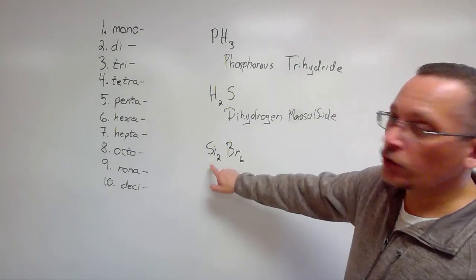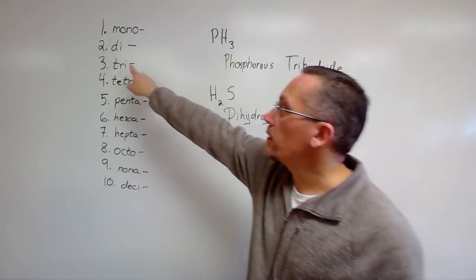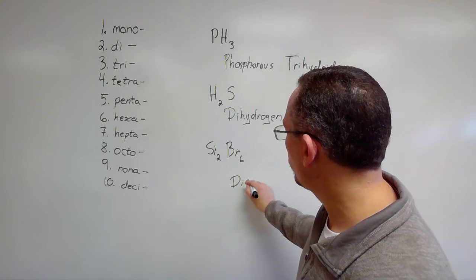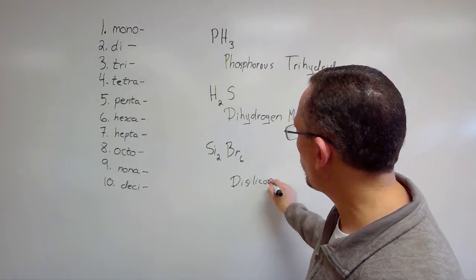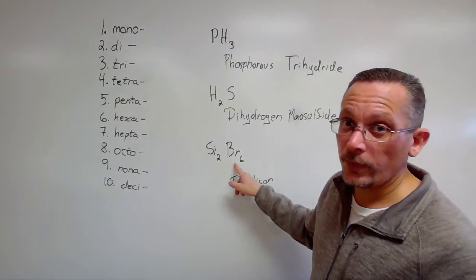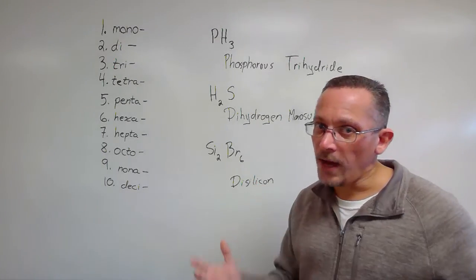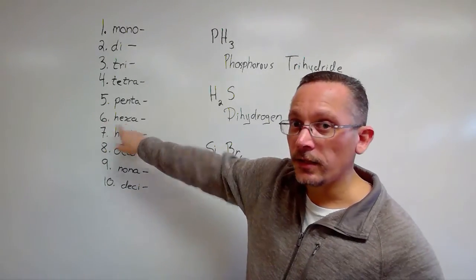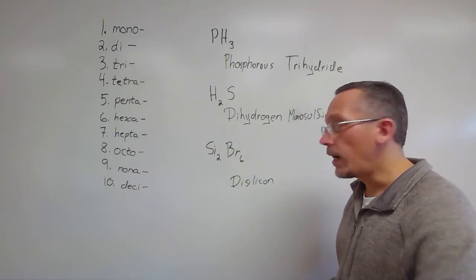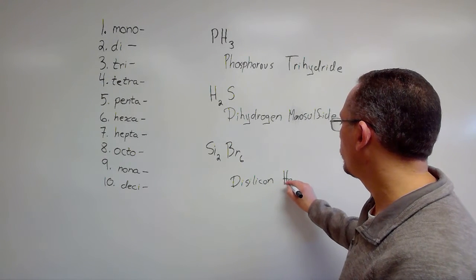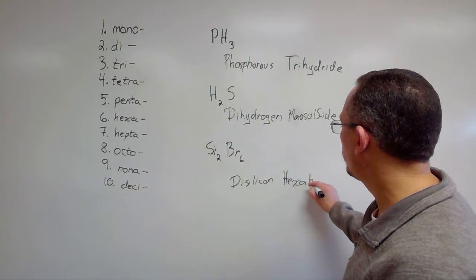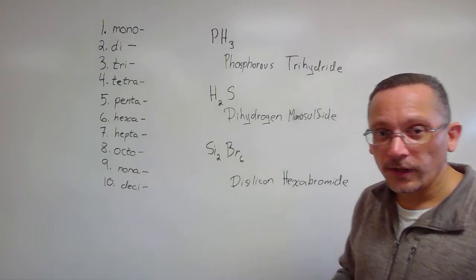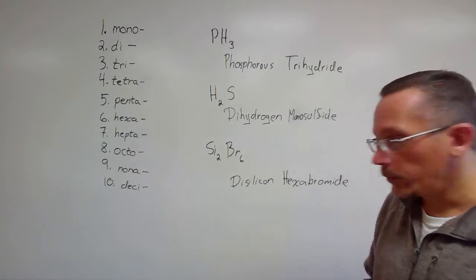Okay, third one here, we've got 2 silicons. So we'll call this disilicon. And we have 6 bromines. We'll change bromine to bromide because it's the second word. And 6 of them is hexa. So we'll call this hexabromide. So we'll call that one disilicon hexabromide.